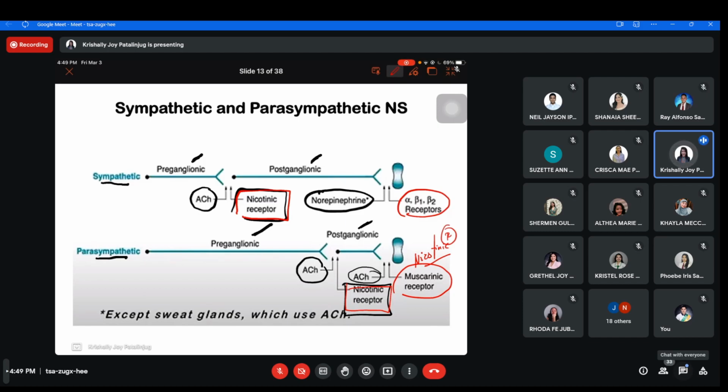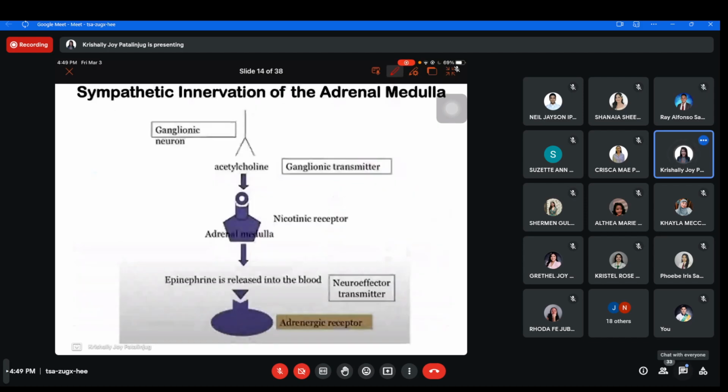Okay? So overall, yan lang yung summary ng diniscuss sa previous slide. Okay, let's move on. Now for this slide, it tells us about the sympathetic innervation of the adrenal medulla. Now let us first define adrenal medulla. Ano ba yung adrenal medulla? Now, ang adrenal medulla, that is a gland.